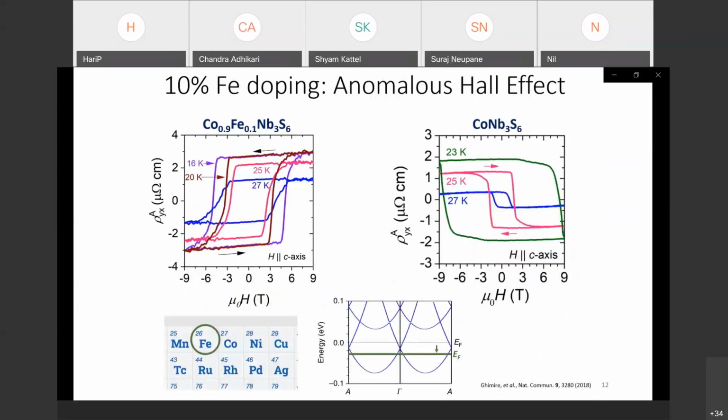For clarity, here are plots of only the anomalous Hall effect, which we obtained by subtracting the linear part from the previous slide. We can clearly see that the anomalous Hall effect in the doped material has changed sign and flipped from the undoped compound. What this means is that the Fermi energy has moved down from the electron pocket and down into the hole pocket, and this is because of the holes we added when we doped with iron. Then the band structure responsible for the observed anomalous Hall effect is above Fermi energy, as shown right here.